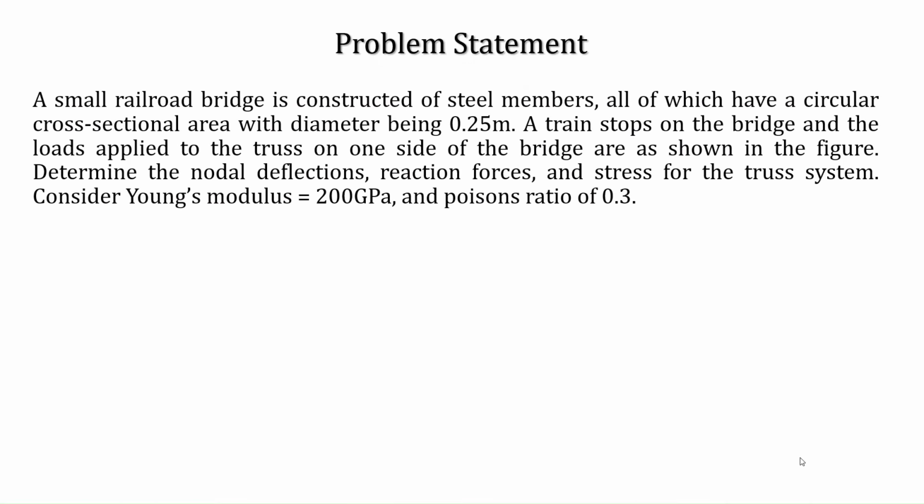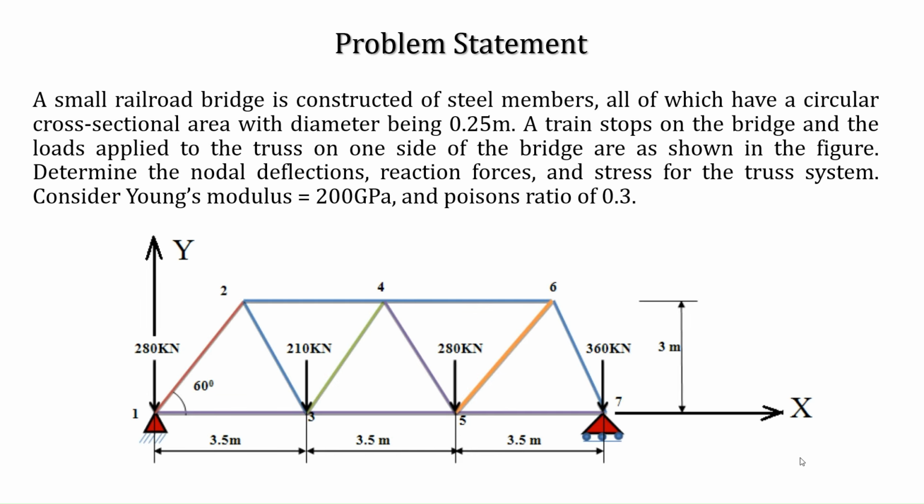we have a small railroad bridge which is constructed of steel members, all of which have a circular cross-sectional area with its diameter being 0.25 meters. A train stops on the bridge and the loads applied to the truss on one side of the bridge are as shown in the figure. Determine the nodal deflections, reaction forces, and stress for the truss system. Consider the Young's modulus to be 200 GPa and the Poisson's ratio to be 0.3.